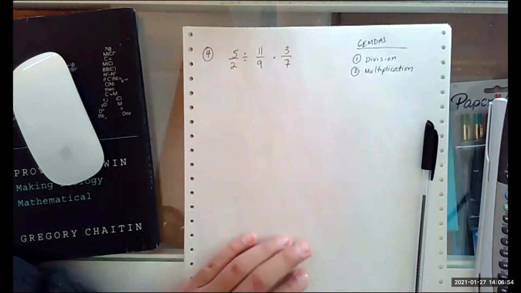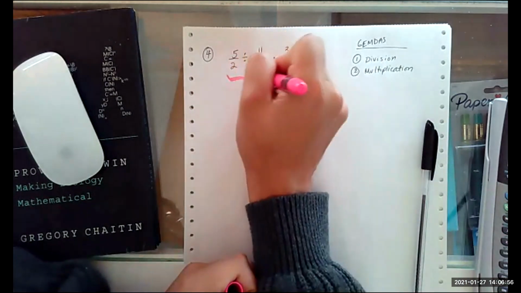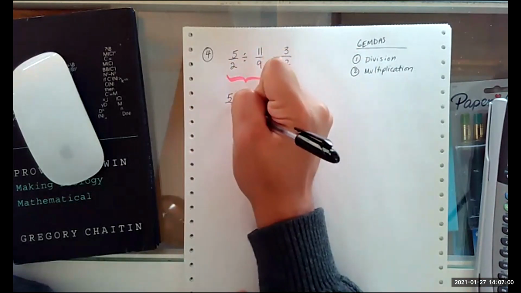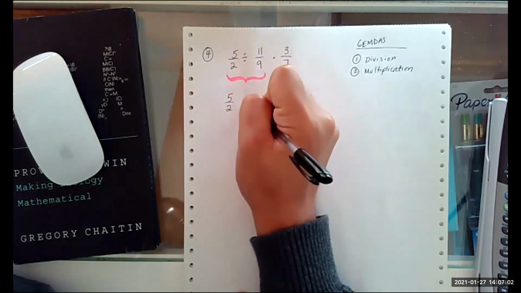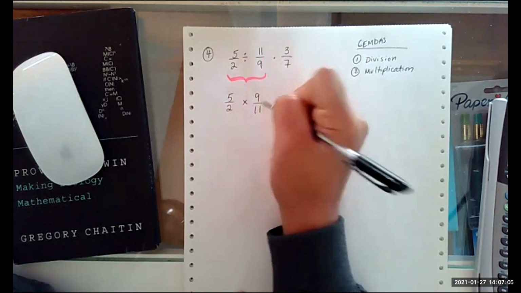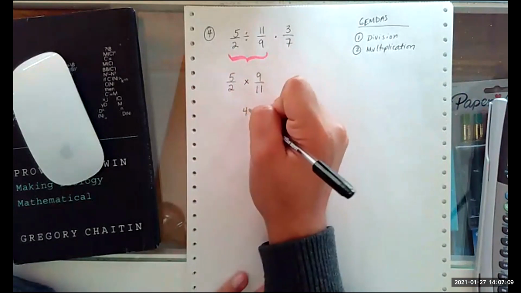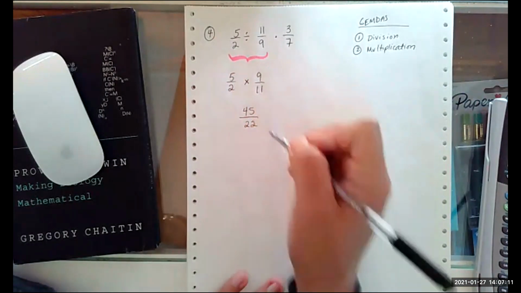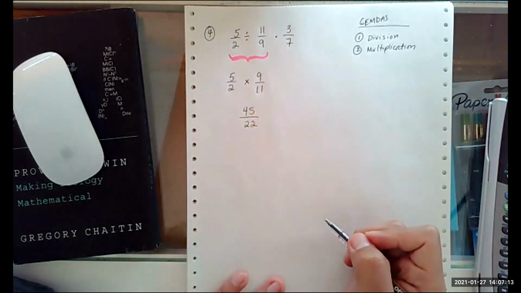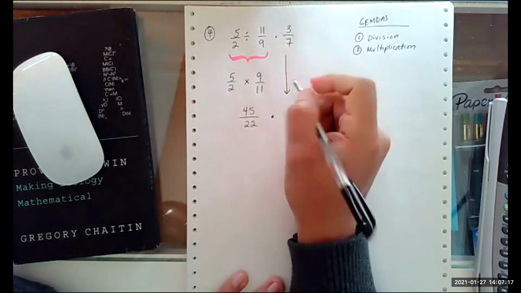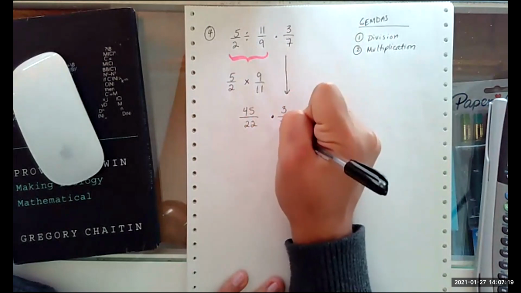So we'll take care of division first. And when you divide fractions, you need to keep, switch, flip. So I'll write this as 5/2 times 9/11 and take care of that first. So that's going to be 45/22. Then we can go ahead and drop down and multiply this by 3/7.